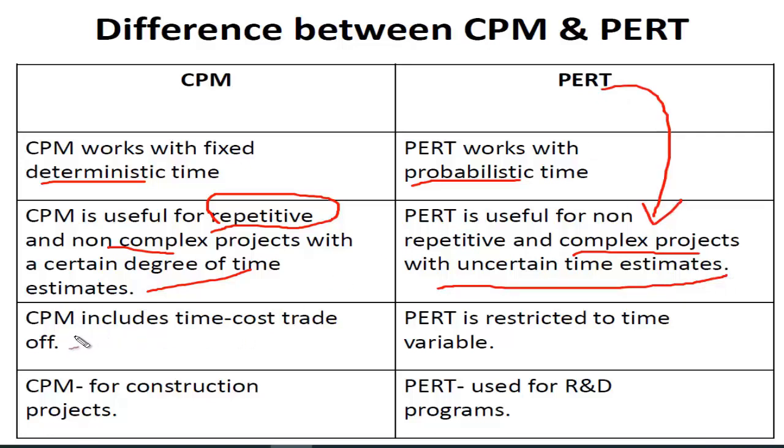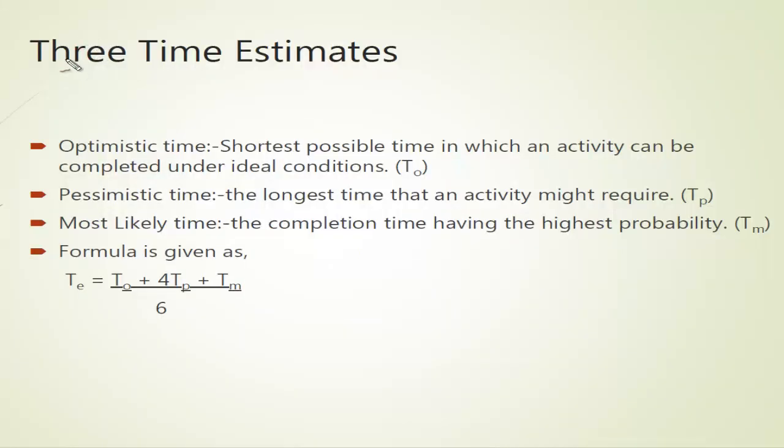In CPM we include time-cost trade-off. PERT is restricted to the time variable only. We use CPM for construction purposes, and PERT is mostly used for R&D projects, research and development projects. In PERT we have 3 time estimates given.